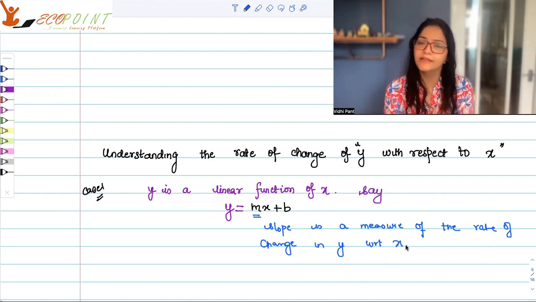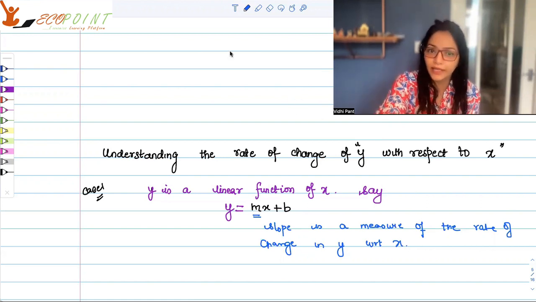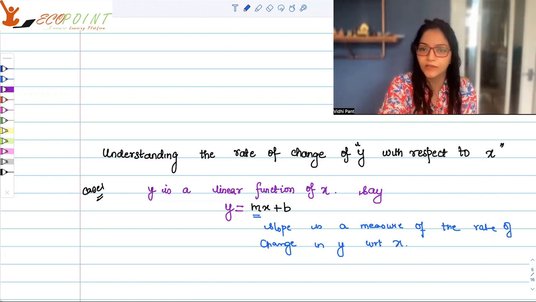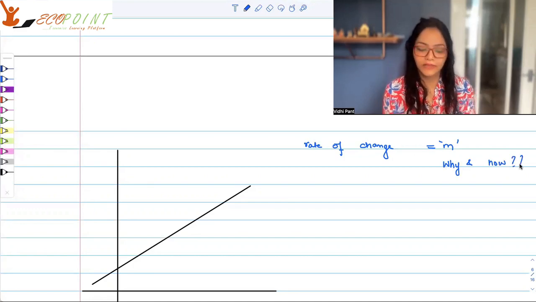So it's naturally happening. Why is it happening? There's a reason behind it. Why is this a fixed rate of change here? There's a reason behind it. Let's see what it is. Let's understand the why and how behind the concept that the rate of change in case of linear function y equals mx plus b will always be m.